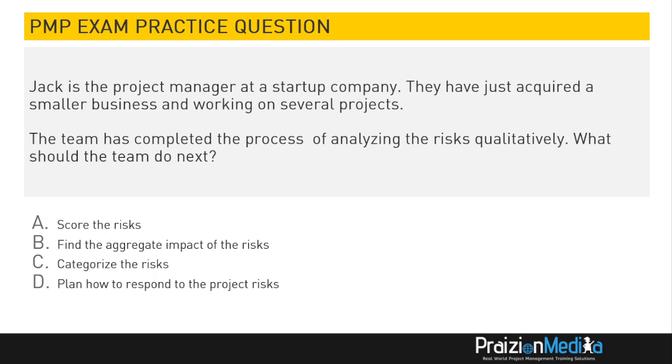All right, so hit the pause button for more time. Let me reveal the answer. So this says qualitatively, right? So we're talking about perform qualitative risk analysis. That's the process this describes. So if the process is analyzing risks qualitatively, what you should do next is not going to be C, because that's already done in qualitative risk analysis. And it's not A, because that has already been done in perform qualitative risk analysis.